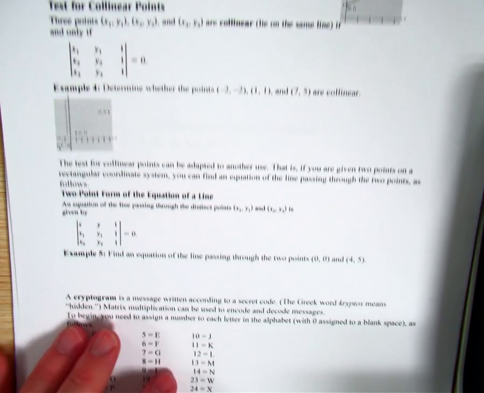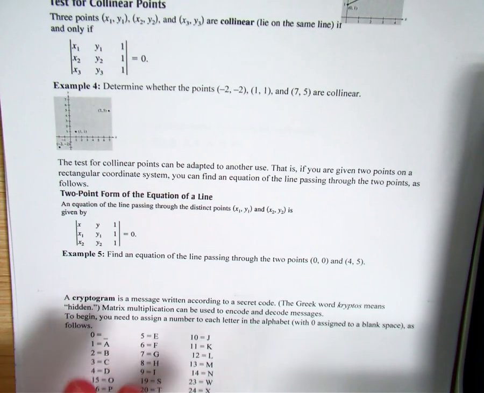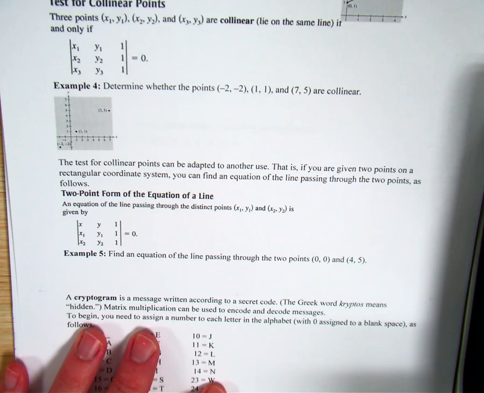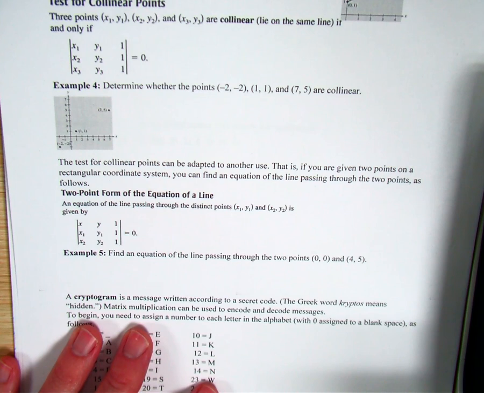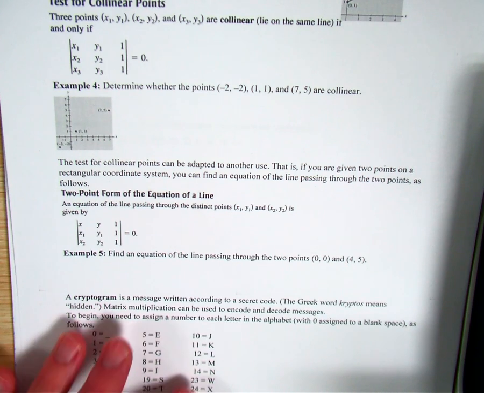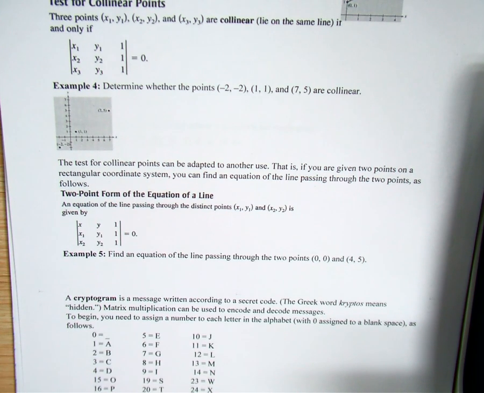That test for collinear points can be used for another thing. If you are given any 2 points on a rectangular coordinate system, you can find the equation of the line passing through those 2 points as follows. It's going to be by using our cofactors, minors and cofactors.